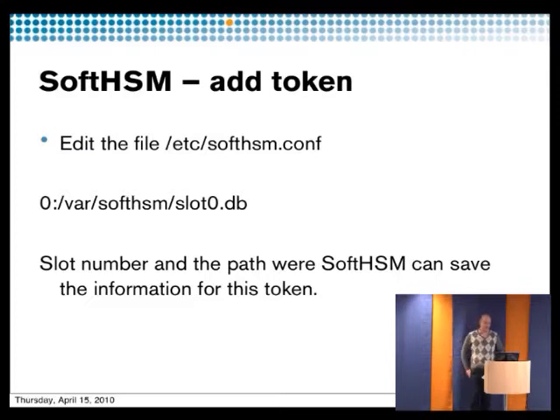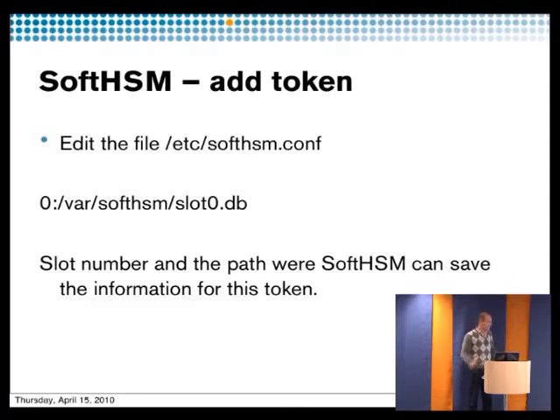First of all, you have to edit the configuration file, which specifies which slots you're going to use and where it can store its information for each token. Meaning that you specify an integer, for instance 0, or if you want to have a slot 3, then you just write 3. And then a path somewhere in your system where you can write the file. So you have to have the correct privileges to create this file. But SoftHSM will create this file for you, so you don't have to create it. Just provide a path where SoftHSM can create this file.